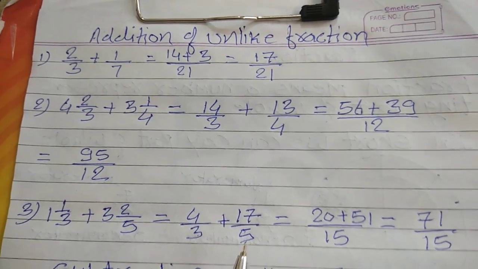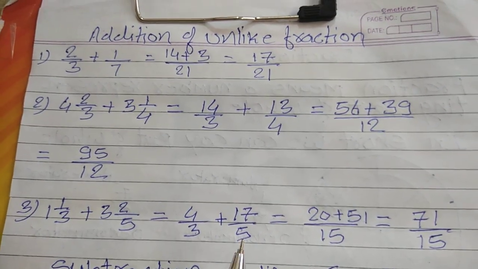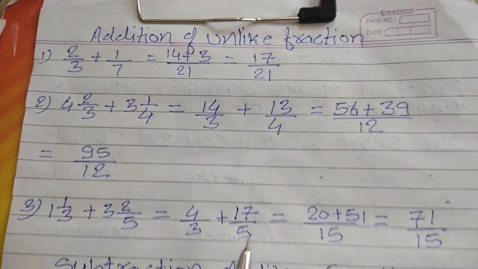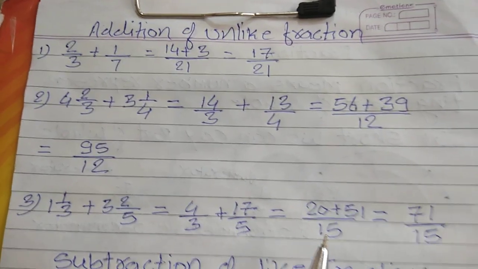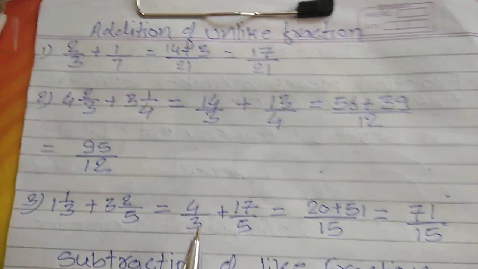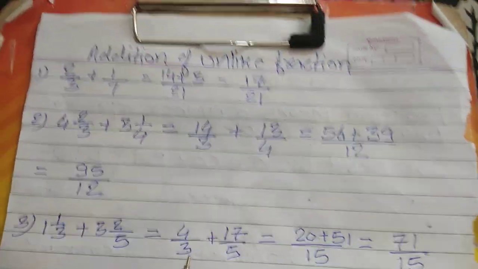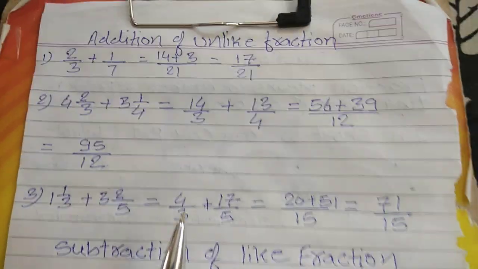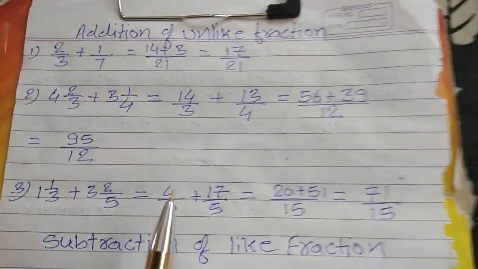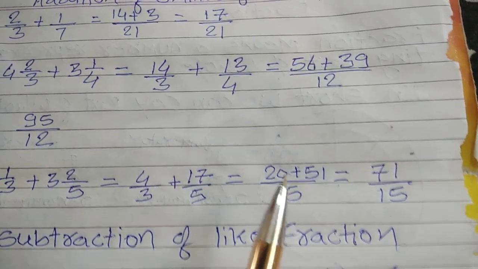Again this 3 and 5 are different. So what we have to do? Again we have to find the LCM of 3 and 5. The LCM of 3 and 5 is 15. I write here 15. After writing the 15, this 15 is divided by this number. When you divide 15 by 3, you will get the answer 5. That 5 you have to multiply with this number 4. So 4 fives are how much? 20. So I write here 20, plus as it is.